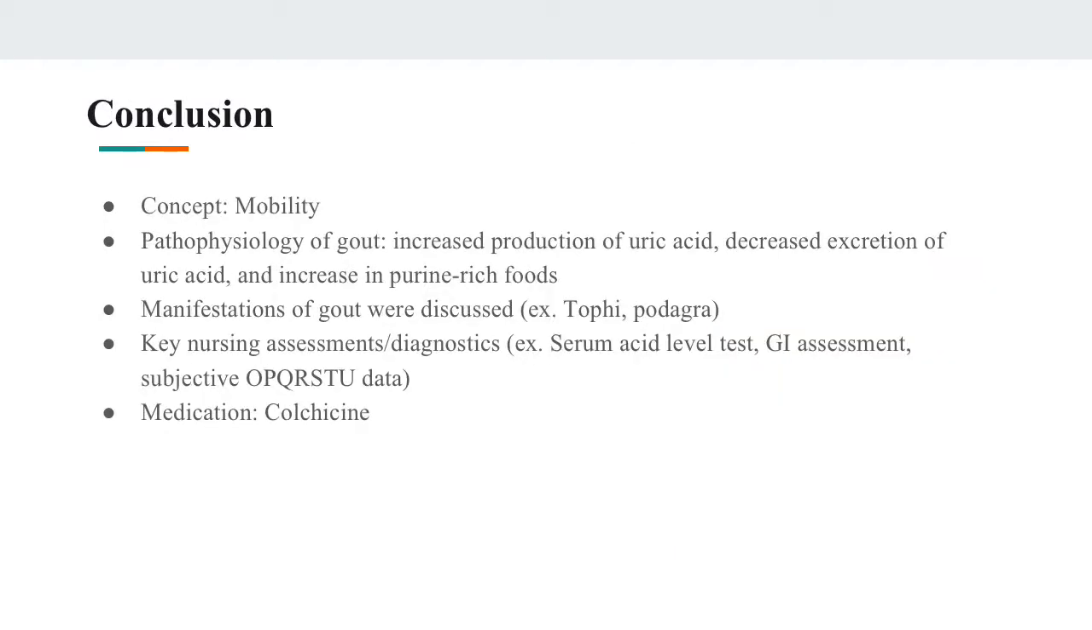This concludes our presentation on gout. Today we discussed the concept of mobility, the pathophysiology of the exemplar gout, along with the manifestations. We evaluated key nursing assessments and diagnostics for a patient experiencing gout and discussed colchicine as the drug for acute gouty arthritis.